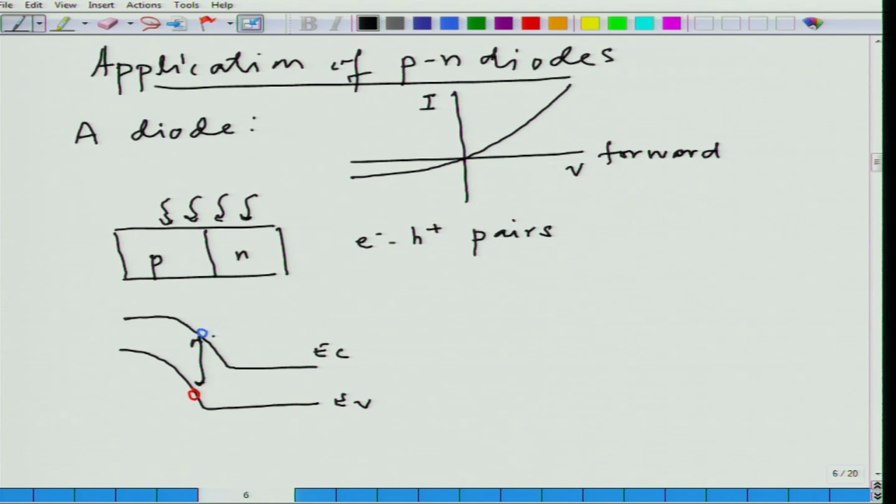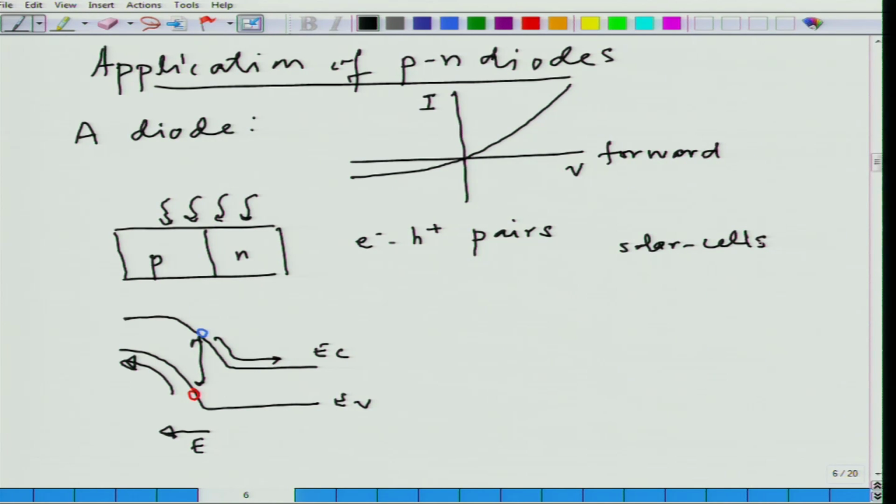Electrons are going to follow the built in potential and go in this direction, and holes are going to go in this direction. Remember, the field is in this direction and holes follow the field, and electrons move in the direction opposite to the field. So, this is a solar cell which is made from a p-n diode.